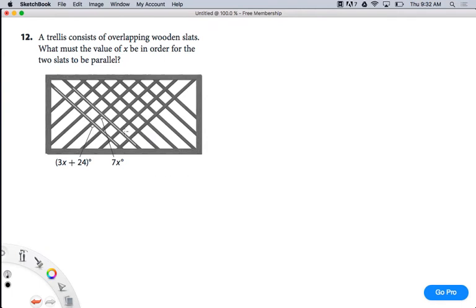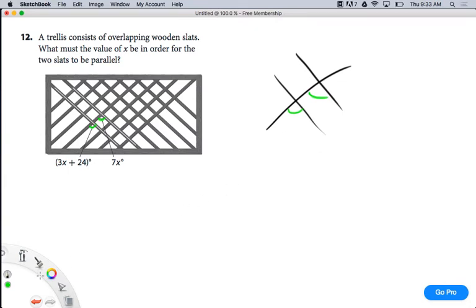So it says a trellis consists of overlapping wooden slats. What must be the value of x in order for the two slats to be parallel? So here are my two slats. And then we're given these two angles here. These are my two angles. What type of angle pair is that, Isaiah? Corresponding.